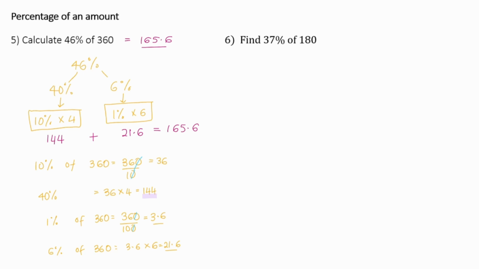Number 6 asks us to find 37% of 180. So we are first going to see how we can split this up. We can first find 30% and add that to 7%. To find 30%, we can first find 10% and then multiply it by 3. And to find 7%, we can find 1% and then multiply it by 7.